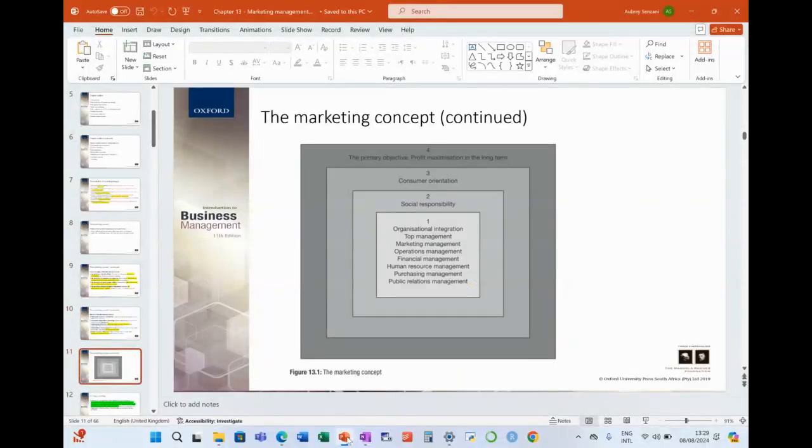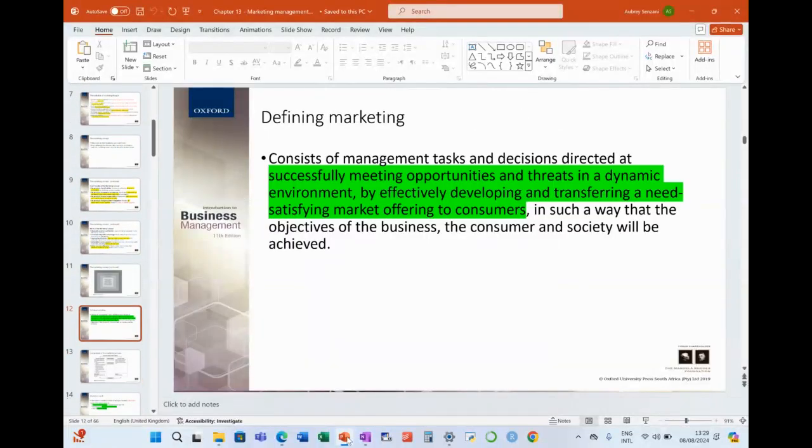Here is just a nice diagram that helps us visually see what we were just speaking on. So now defining marketing, here they say it consists of management tasks and decisions directed at successfully meeting opportunities and threats in a dynamic environment by effectively developing and transferring a need-satisfying marketing offering to customers in such a way that the objectives of the business, the customer, and society will be achieved.